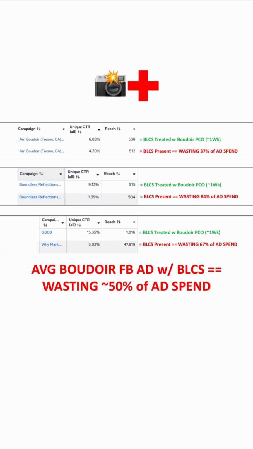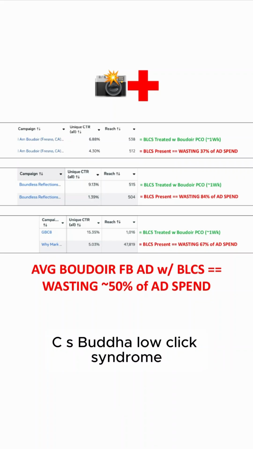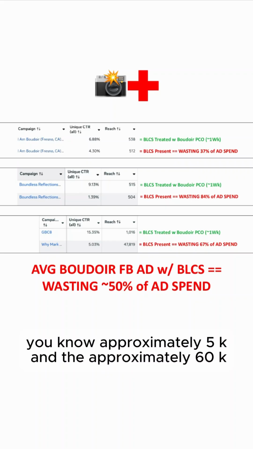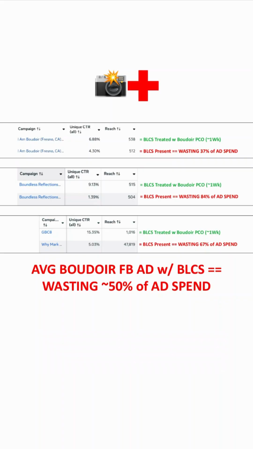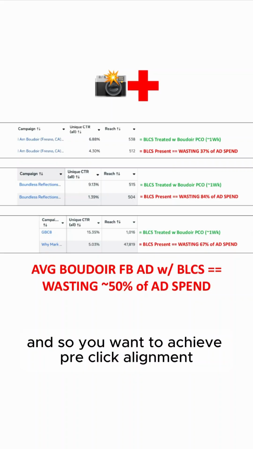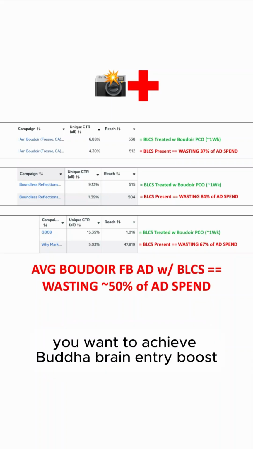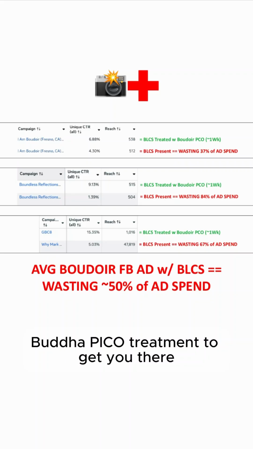If a Boudoir Facebook ad has BLCS, Boudoir low click syndrome, and so you want that 5K back in your pocket, approximately 5K, and approximately 60K over the next 12 months. And so you want to achieve pre-click alignment. You want to become a dominant Boudoir advertiser. You want to achieve Boudoir brain entry boost with your Boudoir Facebook ads. And you want the treatment, Boudoir Pico treatment, to get you there.